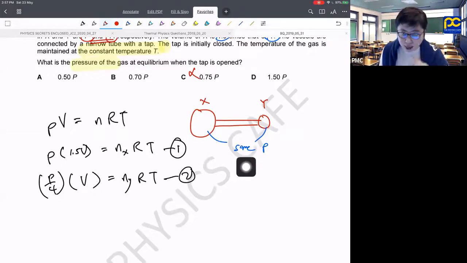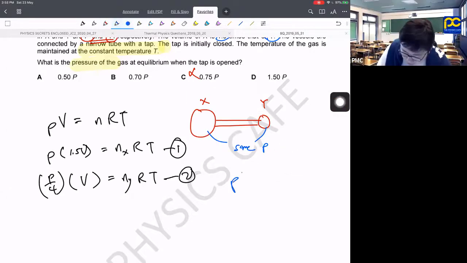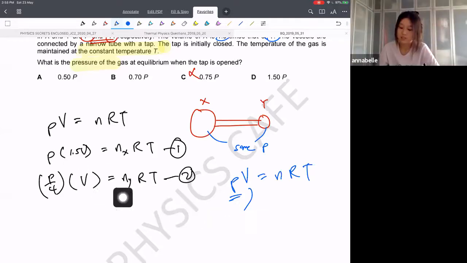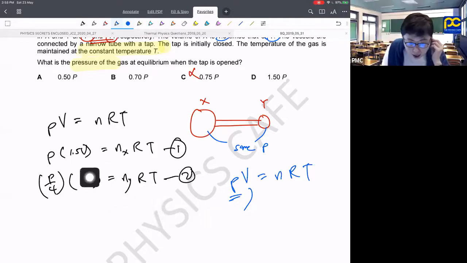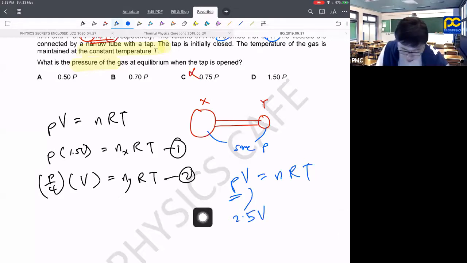So for this question, when we open the tap, both of them have the same pressure. Immediately, you look at S and Y as a system. So I give you PV=nRT again. The pressure, of course, is the same in the system. And the volume will be, you add up together, 1.5 V and 1 V, so 2.5 V. That will be the volume.